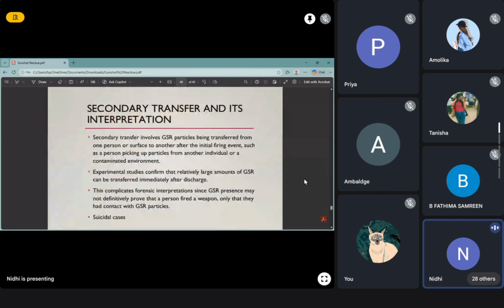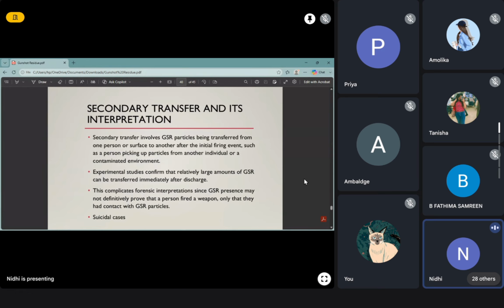Then we were talking about secondary transfer of GSR, which I have already taught you before. Like the person is having GSR present on their hand, and they touched some other surface while they were having presence of GSR on their hands. They touched a table, they slept on a sofa, they slept on a bed. So this is what we are talking about in secondary transfer.